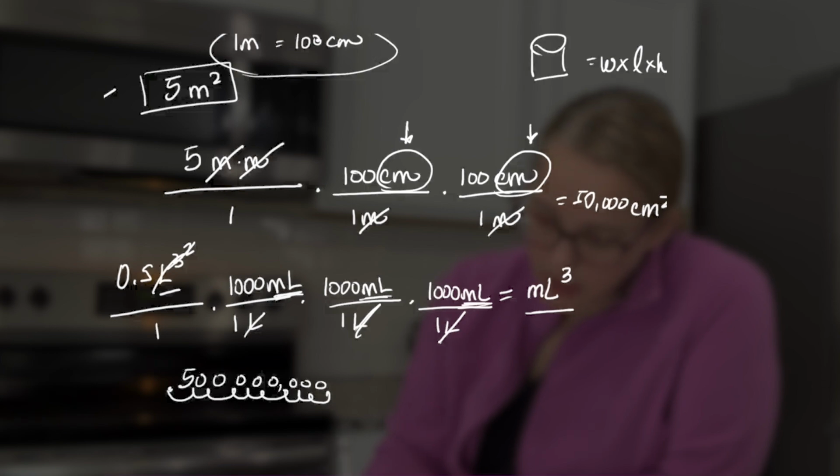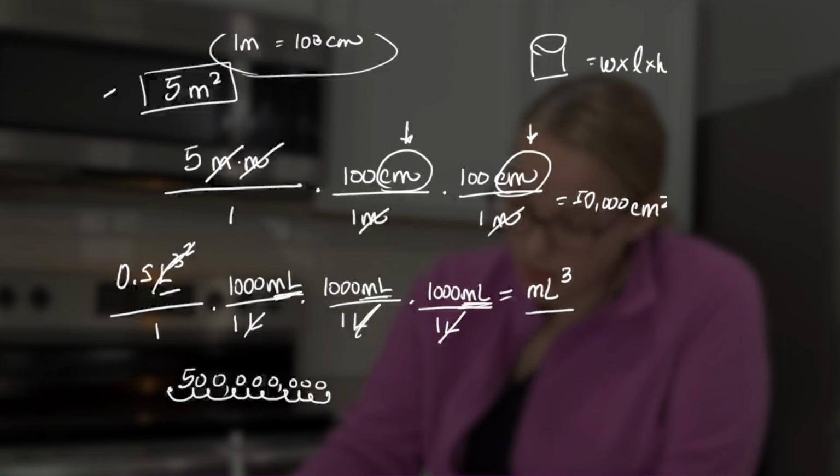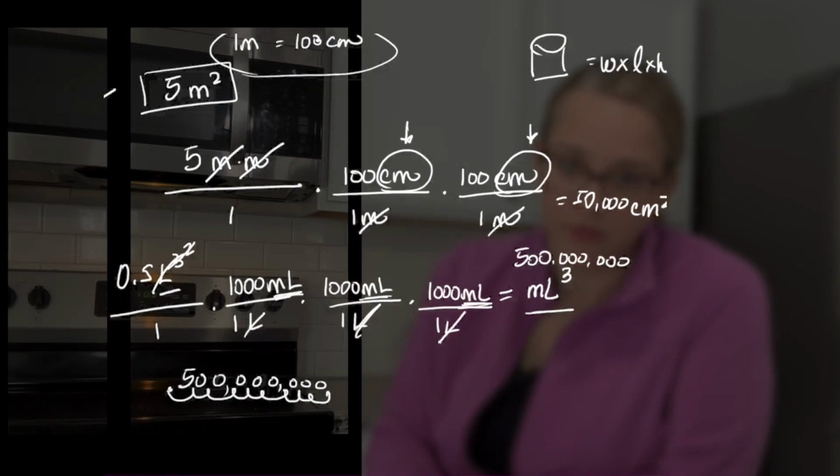So 1, 2, 3, 1, 2, 3. So it's 500,000, or sorry, 500 million milliliters cubed. So that's how it works doing that.